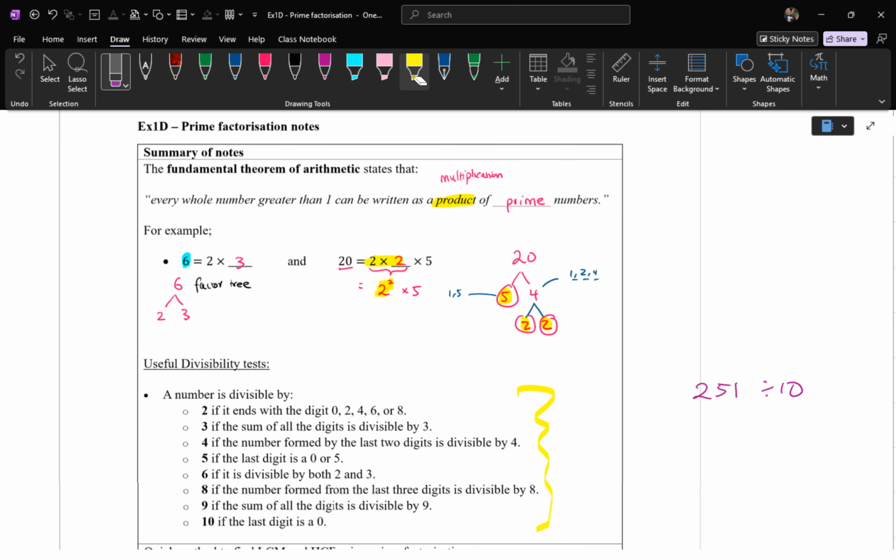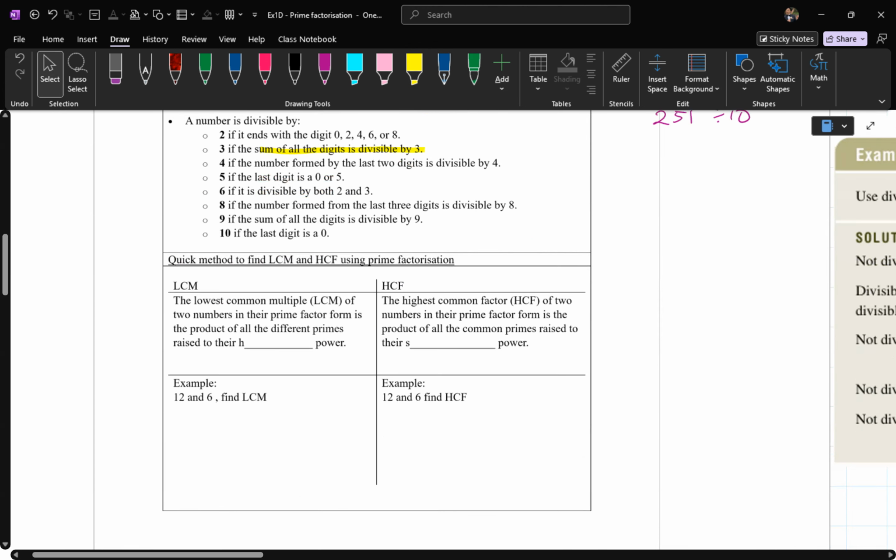Okay, so I just thought I'd leave that chart there to help you for some of the ones that you might not know yet. So 5, 10s are easy, 2s is easy. 3, I don't think a lot of students know. So 3, if you add all the digits together and it's divisible by 3, then that will be divisible by 3. Okay? All right, let's have a look at this one.